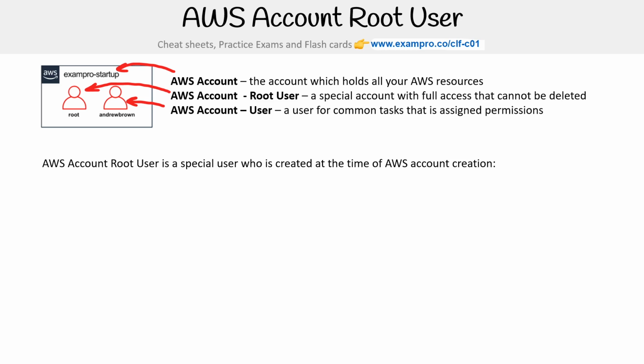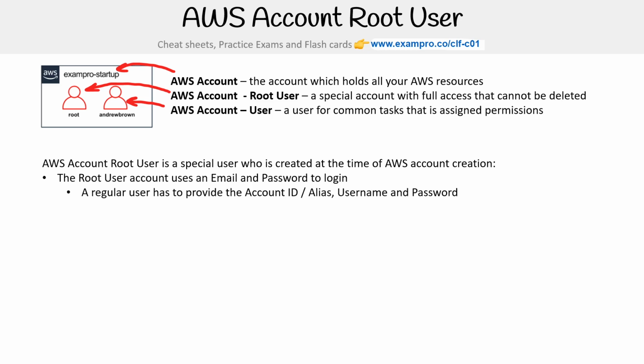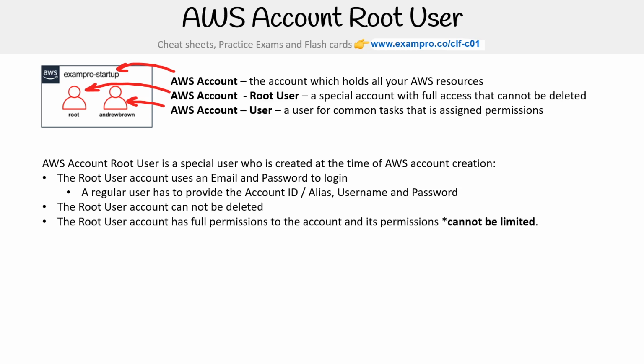So the AWS account root user is a special user who's created at the time of the AWS account creation, and they have a lot of conditions around them. The root user account uses an email and password to log in, as opposed to the regular user, who's going to provide their account ID, alias, username, and password. The root user account cannot be deleted. The root user account has full permissions to the account and its permissions cannot be limited.